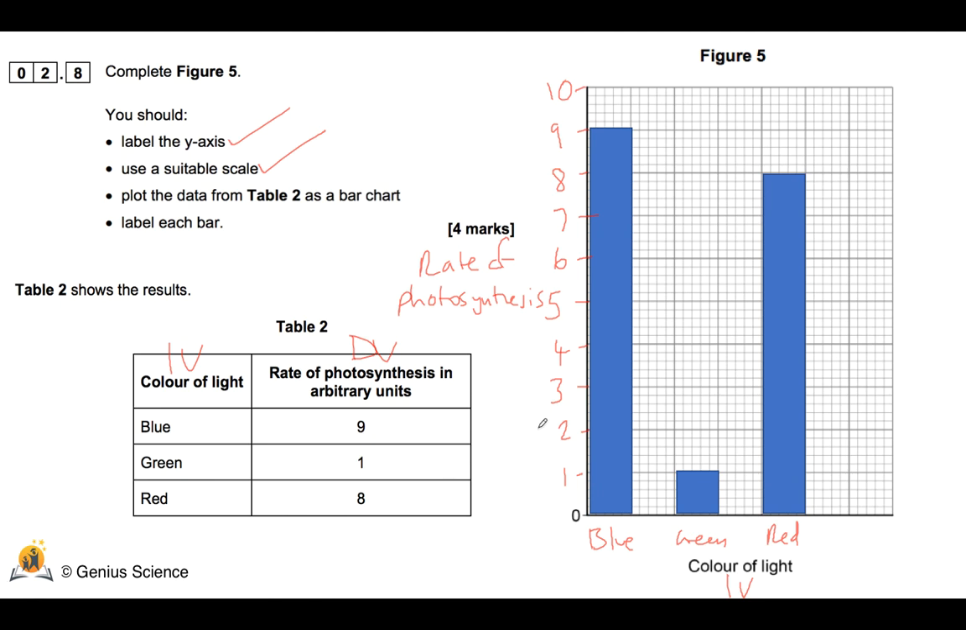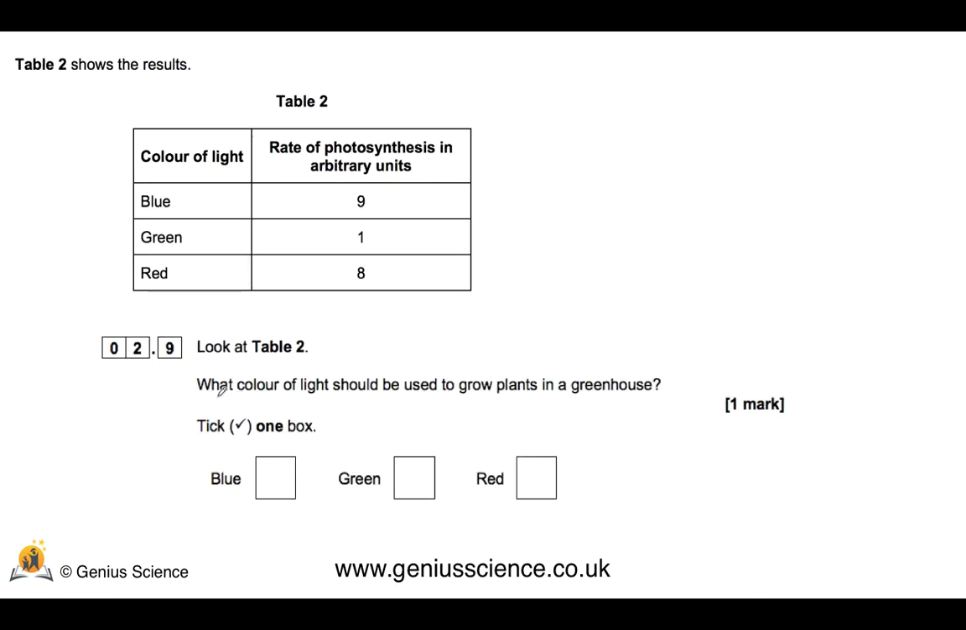Little exam tip for you. So now we've labelled each bar and we've plotted the data. So they're your 4 marks. You're allowed plus or minus half a small square. So there's a little bit of wiggle room for error, but try and be as exact as you possibly can to guarantee those marks.